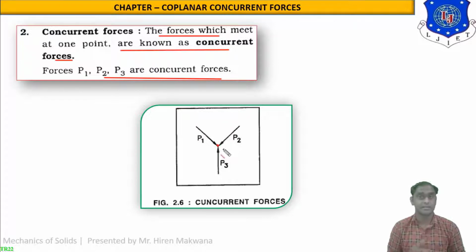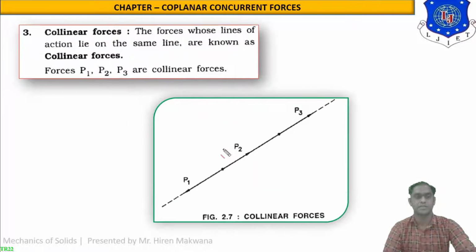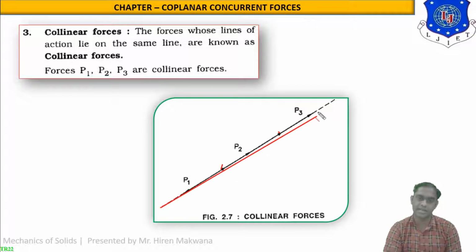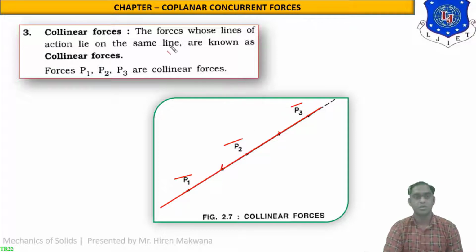Let us see the third system of forces, which is collinear forces. You can see in this figure, along the straight line, there are a number of forces. First one is P1, second one is P2 and third one is P3. So the forces whose lines of action lie on the same line are known as collinear forces. So P1, P2, P3, all the forces lying in the same line, so they are known as collinear forces.